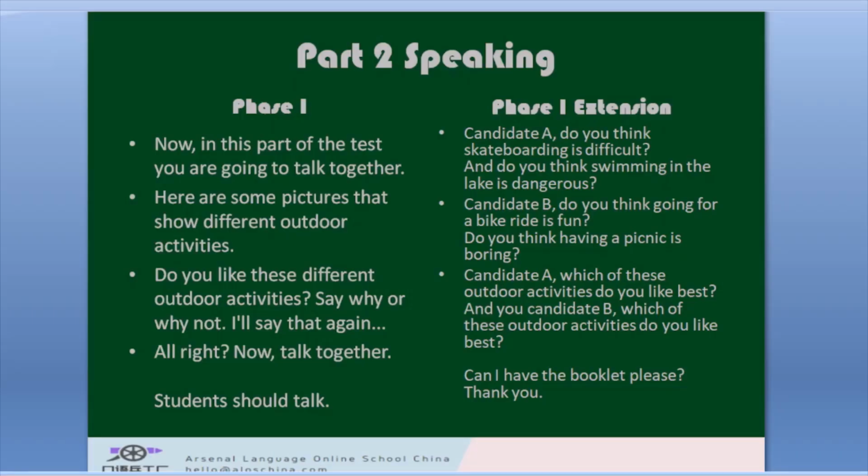Now let's proceed to part 2 of the CAT exam. In this part of the test, candidates are asked to talk about the things they like or don't like and explain why, meaning you have to teach them how to give reasons. Part 2 has 2 phases, just like part 1. So we have in here phase 1 and then phase 1 extension.